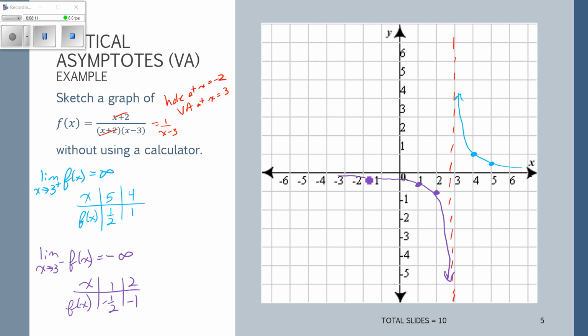And if I extend this out, there'll be a hole here at x equals -2, as we said. And now we have a sketch of this function.